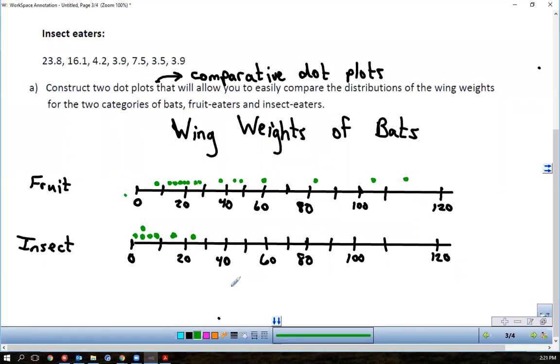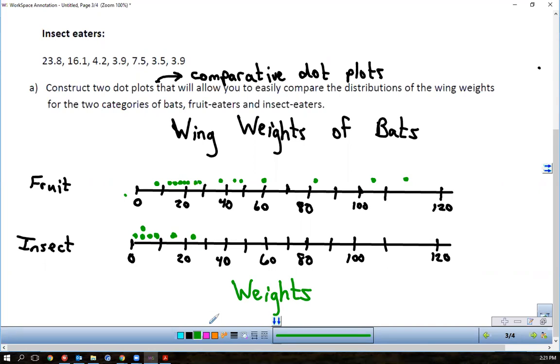Okay, what do these numbers on the bottom tell us? What are these numbers? They are labels. So we can't forget our axis labels. So that's part A.